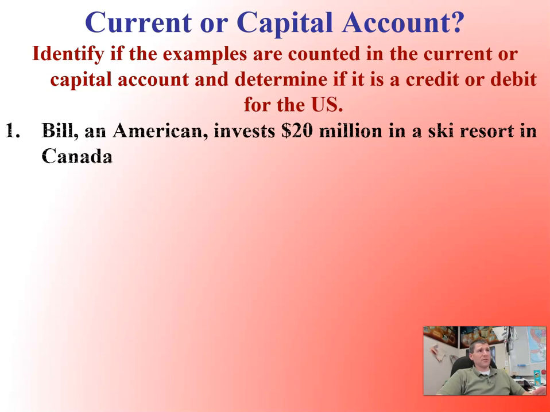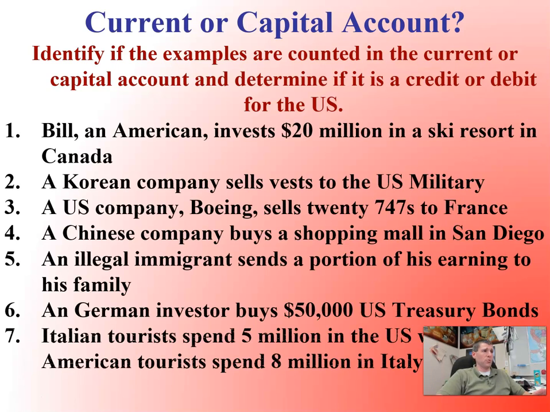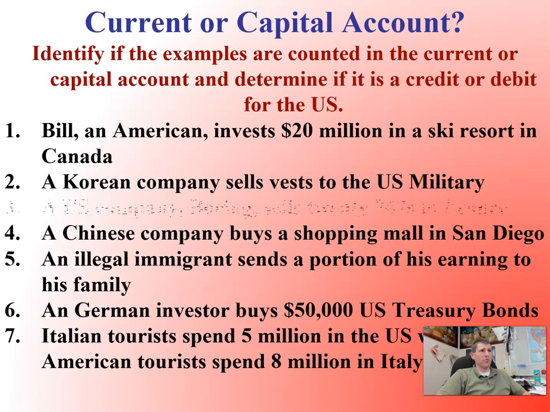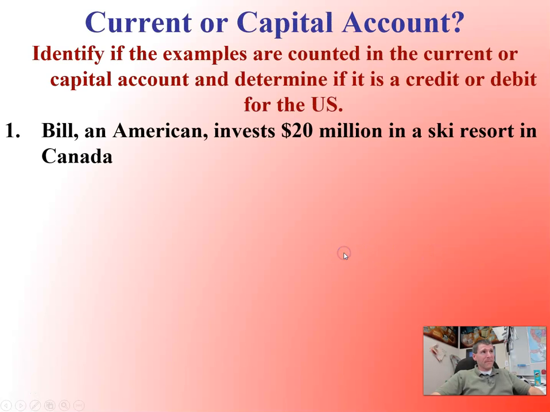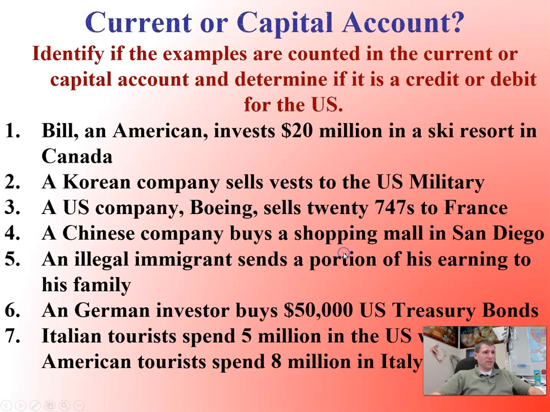Okay, now I'm going to give you some scenarios here. I want you to determine if each one of these is going to be in the current account or financial account, and whether it is going to be a credit or a debit for the U.S. So pause it here, go through each one of those, and determine for yourself which is going to be the case. All right, pause. Okay, so you went through all the scenarios there. Hopefully you figured out what each one of them were. Let's look at them.